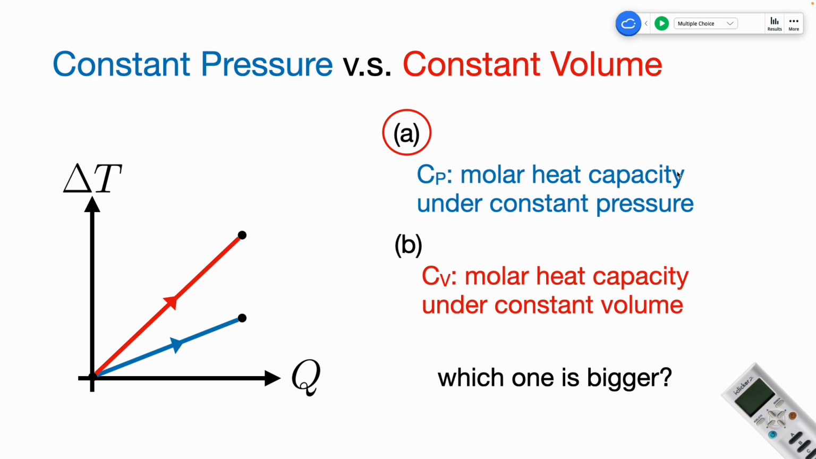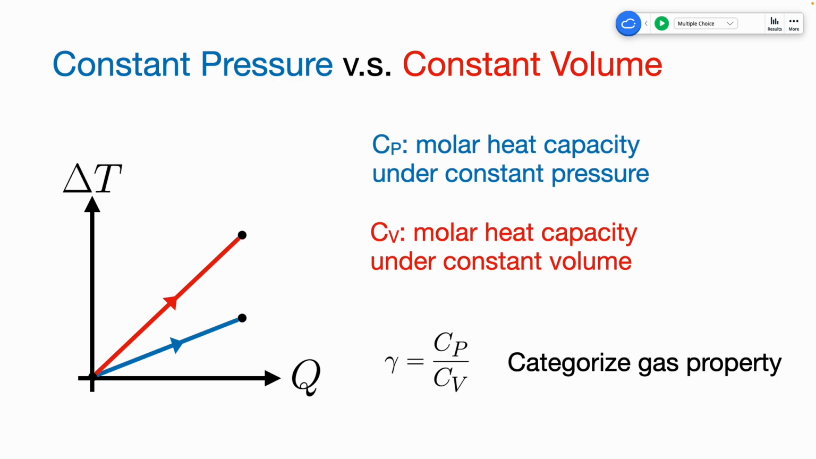Good. Now, let's introduce gamma, which is the ratio between them. So it's a dimensionless number. It basically only depends on how many atoms are in a molecule. So it can help you characterize the gas property, and it will show up in some formula in your formula sheet.